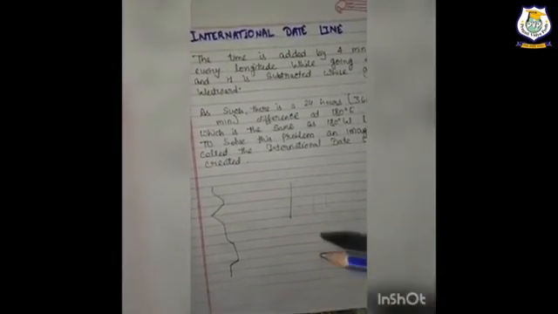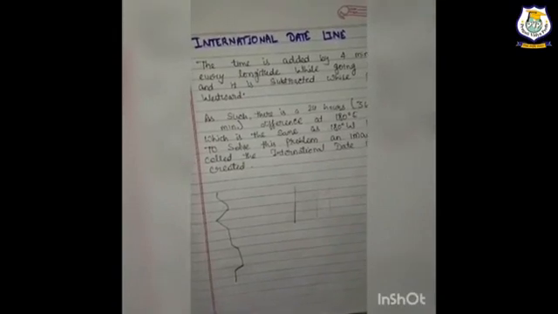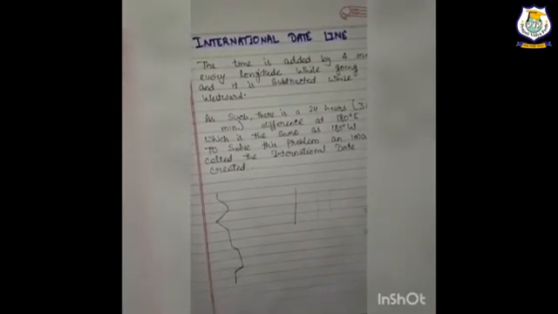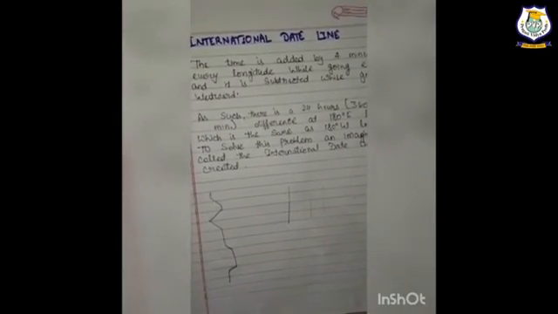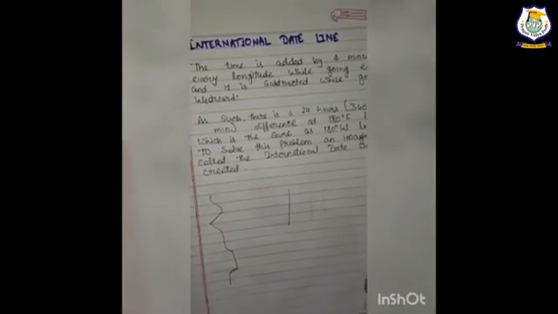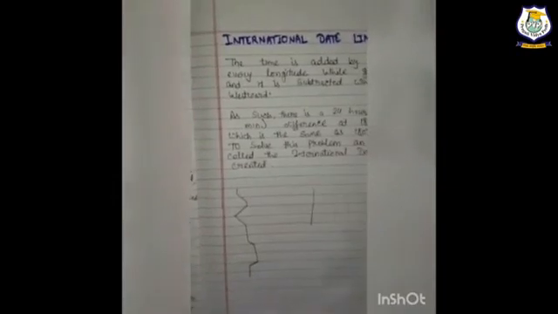If we cross this line from west to east, we have to adjust our watches by adding a day, while we subtract a day when we cross the date line from east to west.